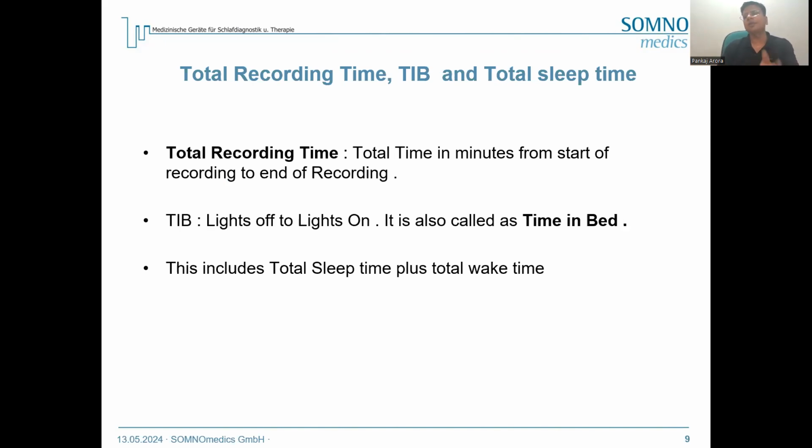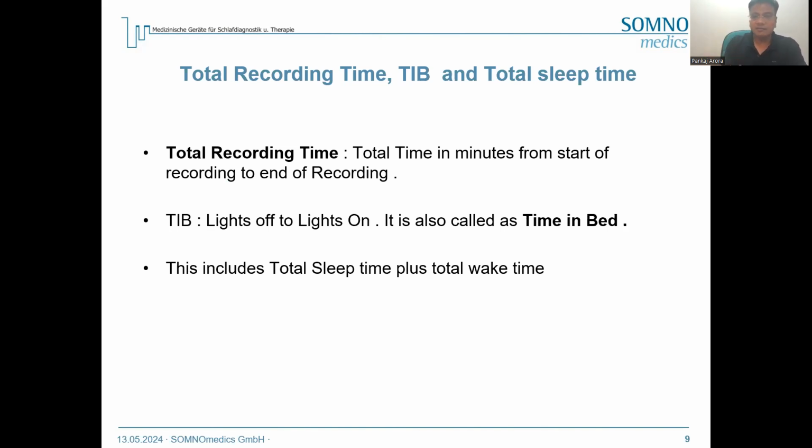Why we are interested in time in bed, we will come to know in the subsequent slides. So time in bed is defined from the lights off to the lights on time. It means we have prepared the patient, we have woken up the patient. Now we are telling the patient, please go to the bed, try to sleep, and we are switching the lights off in your room. And we are also giving the software that we are defining the lights off.